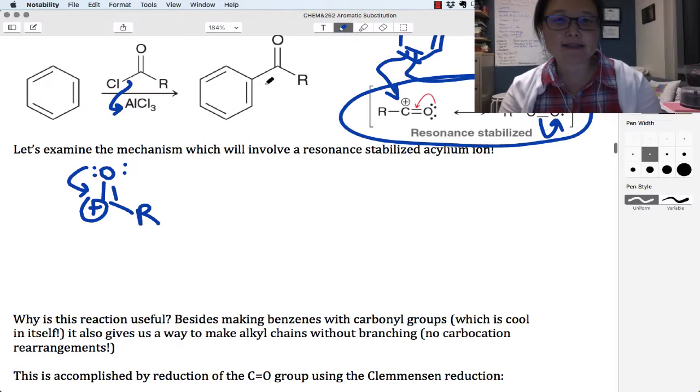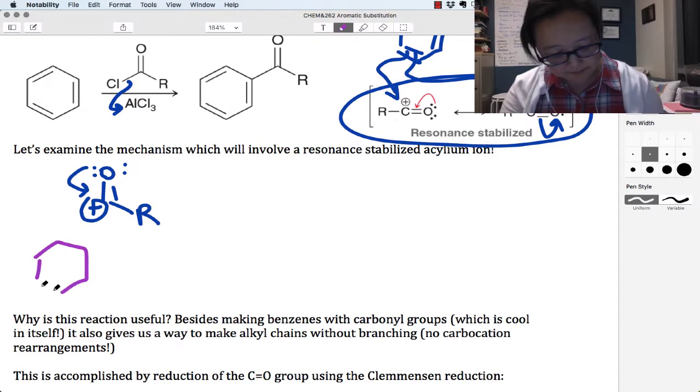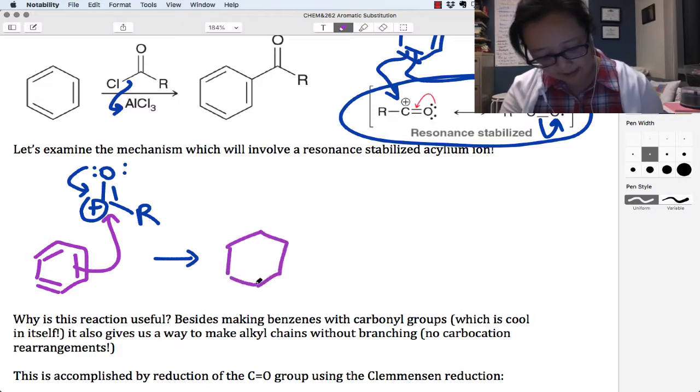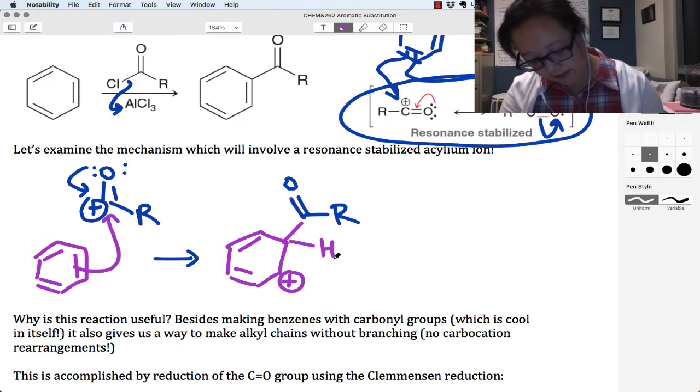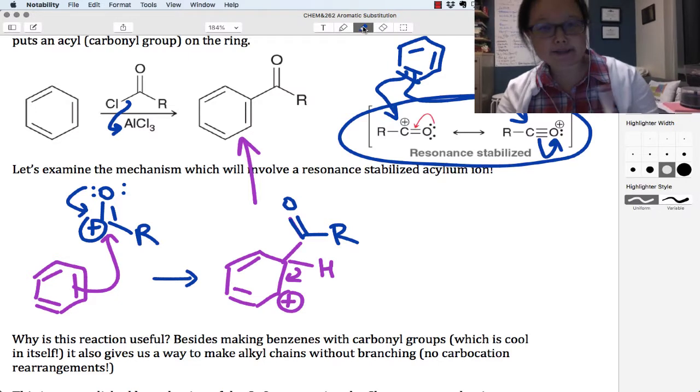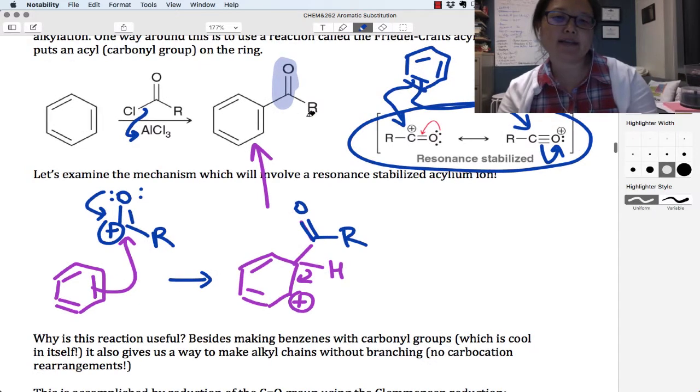So let's practice that. I have benzene. It's my nucleophile, and it's going to attack here. And so what I'll make is a benzene that's now got this group on it. It's an acyl group. And then I'm going to need to regenerate the aromaticity. Okay, so notice it's just like alkylation. The only difference is it has a carbonyl group there. All right, so this is called an acyl group.